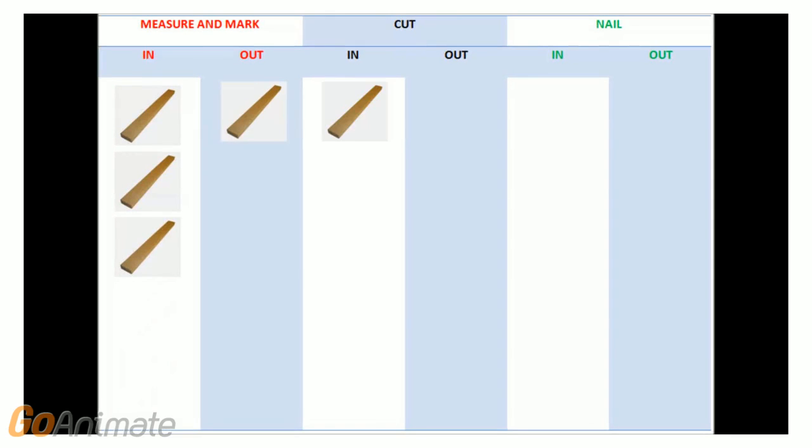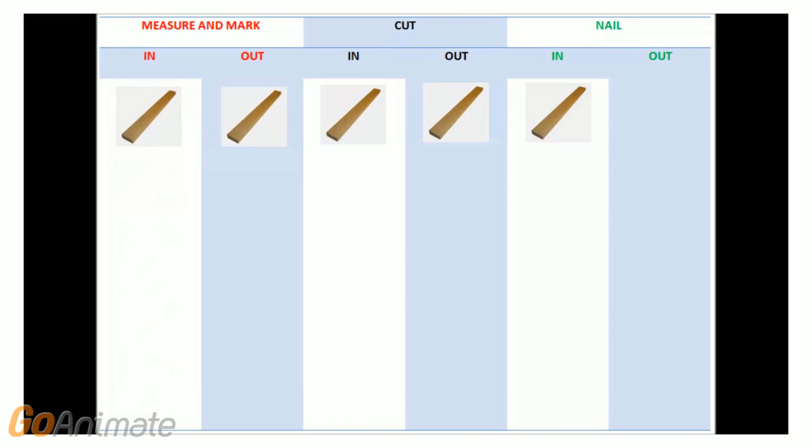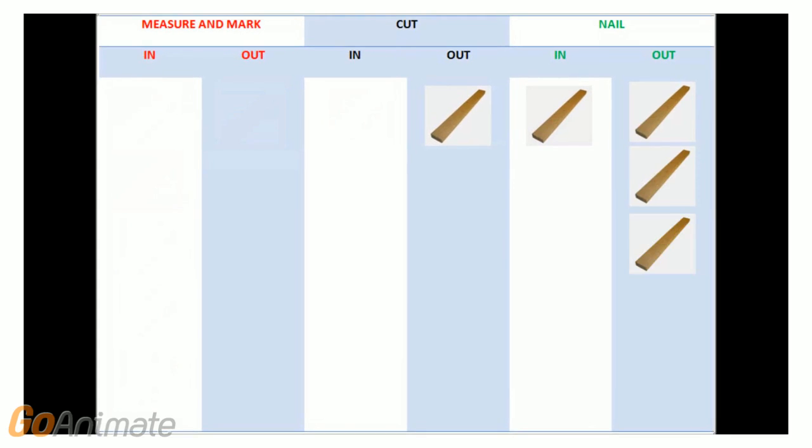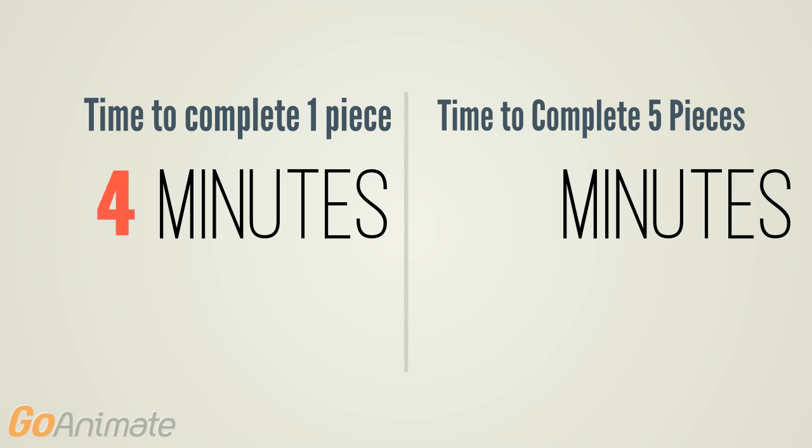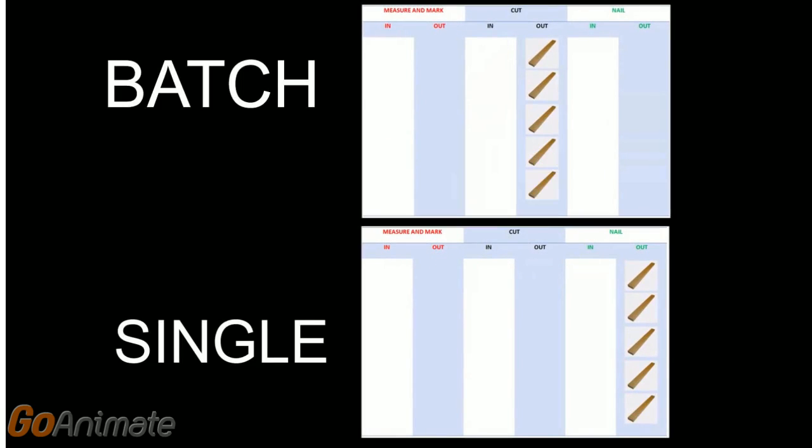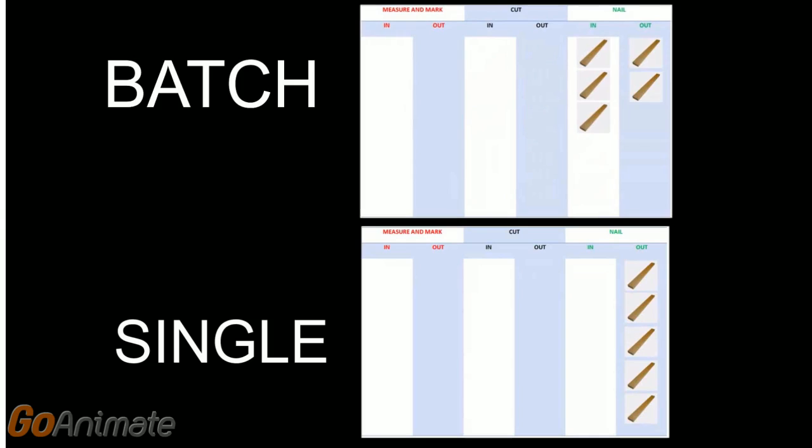Let's see how reducing the batch size to 1 works in real time. With this method, the total time to complete just 1 piece is 6 minutes. The time to complete the entire set of 5 pieces is about 14 minutes. Let's check out a comparison in real time of the 2 methods that we used. Notice how the case where workflow is continuous finishes significantly faster than its counterpart.